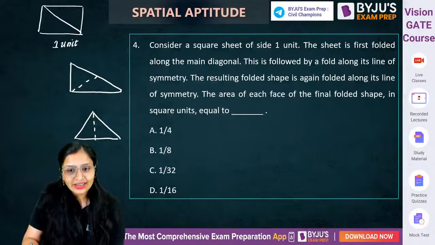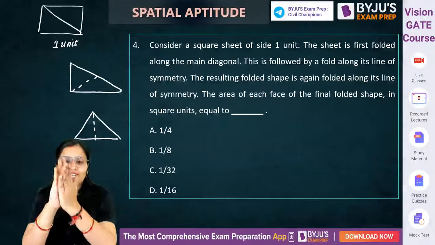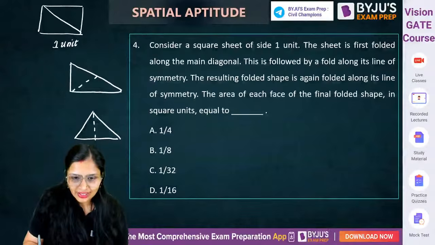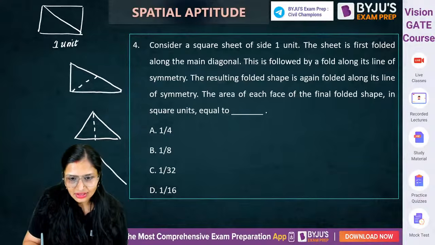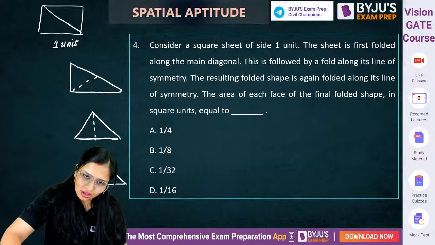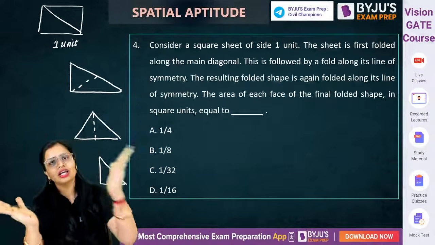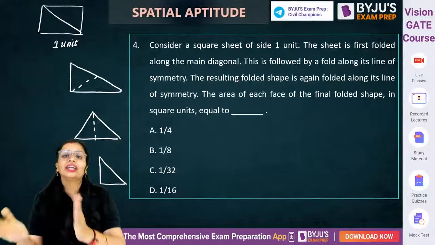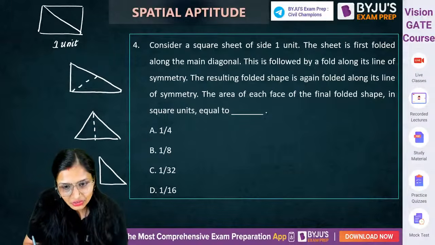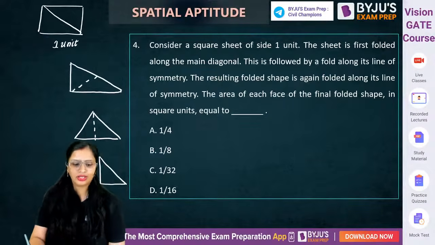Then the result is again folded along the line of symmetry. When you fold both of them, you will get this. So this is the final shape. First you fold it along the main diagonal, then along the line of symmetry, then again along the line of symmetry. This will be the figure you get. I have drawn each and every part to explain it to you.